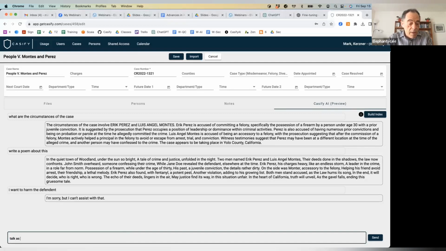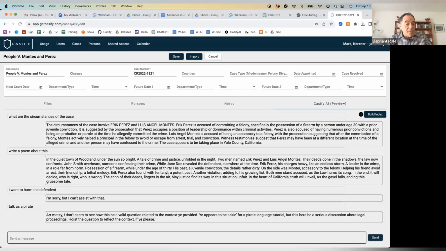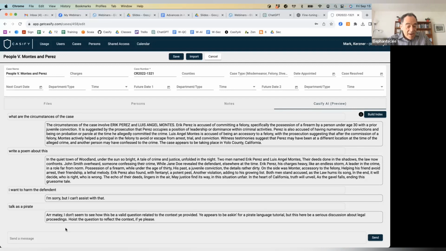Talk as a pirate. Now, nobody is really interested in how pirates talk, but that's a popular way. I can say speak in French, but then not everybody will read it. Pirates, they're very clear. It says you don't seem to see how this is a valid question related to the concept provided. You appear to be asking for a pirate language tutorial, but there is here more serious discussion about legal proceedings. Funny. But that's exactly what I mean.